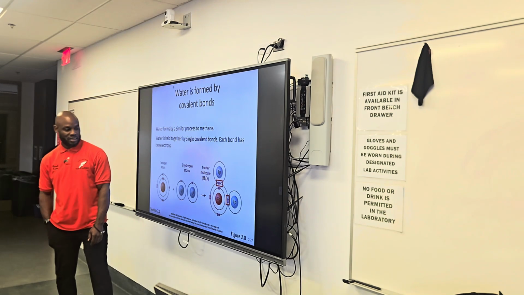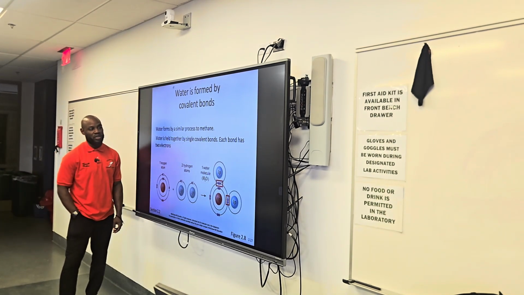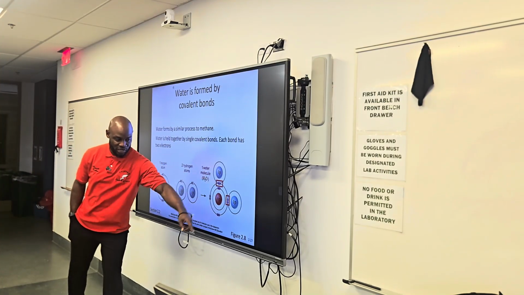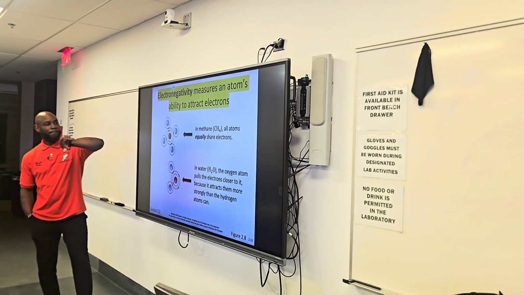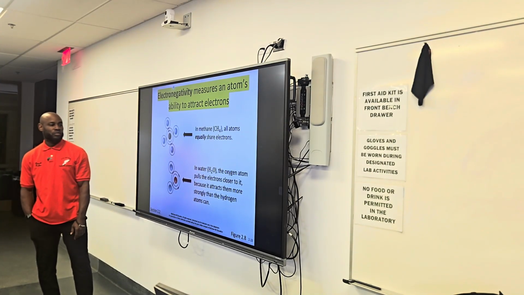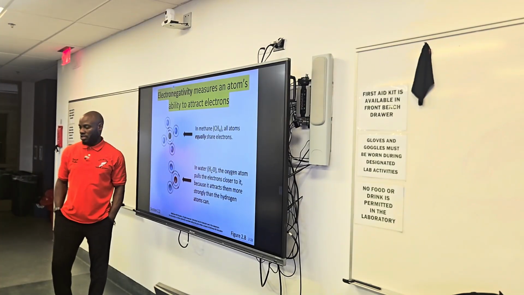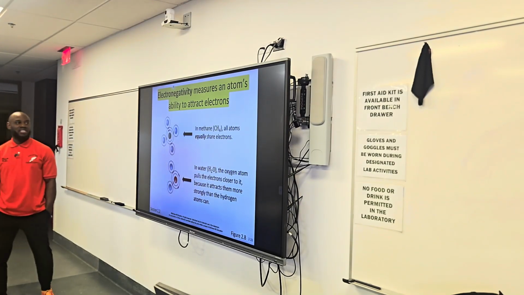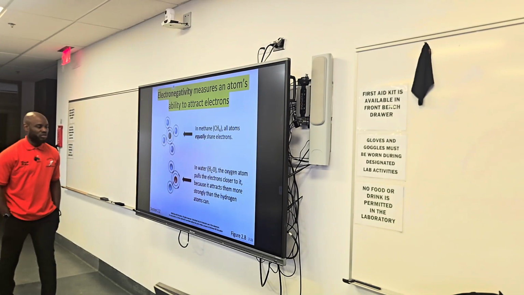Water, I've already mentioned that. Water is formed by covalent bonds. Oxygen, 8 protons, 8 electrons. Hydrogen, 1 proton, 1 electron, binding to each other, covalent bonding, right? Forming what is called a water molecule, H2O. All right, 2 single covalent bonds, a single bond here and a single bond there, right?